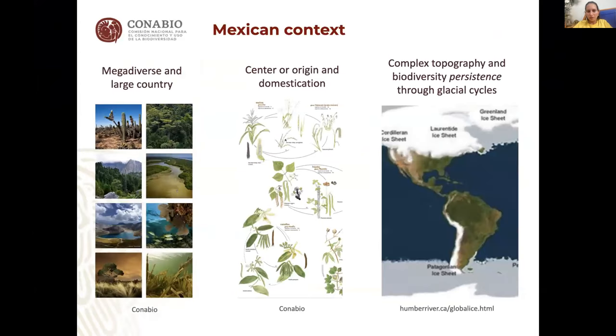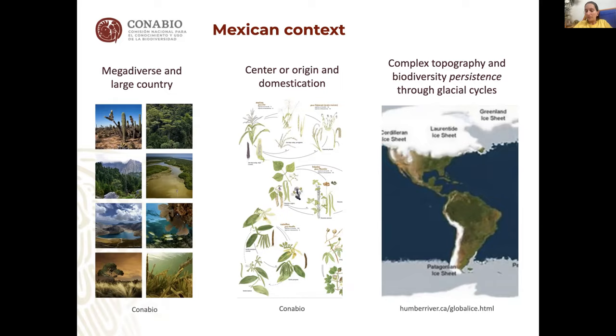To provide you some context about where I am from, Mexico is a megadiverse and very large country. We have several types of very different ecosystems ranging from deserts to rainforests. We are also a center of origin and domestication of several important crops, which means that we have crop wild relatives and also wild populations that are somehow managed and also domesticated species.